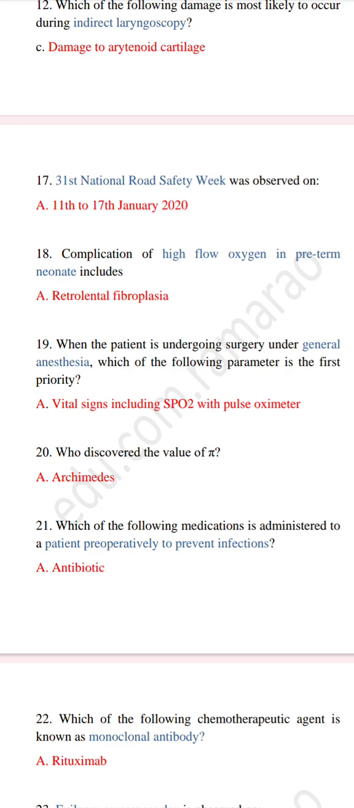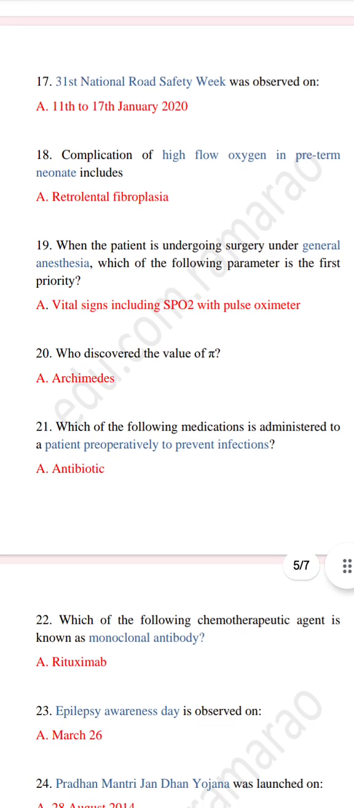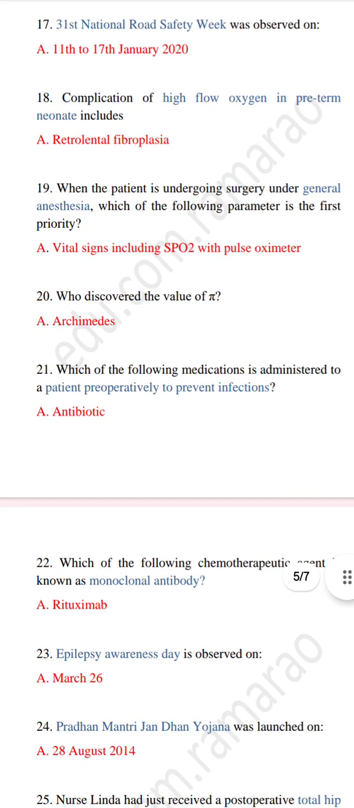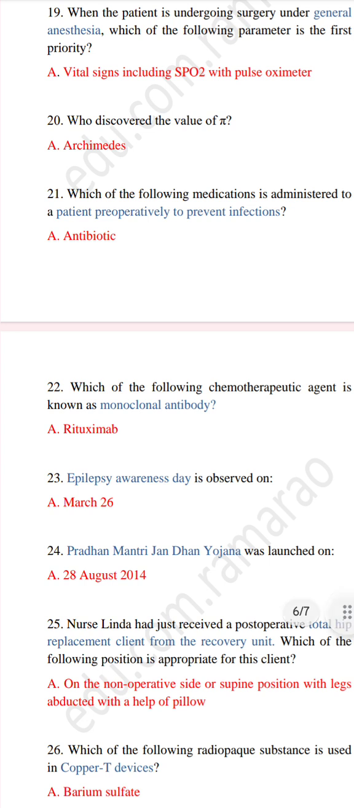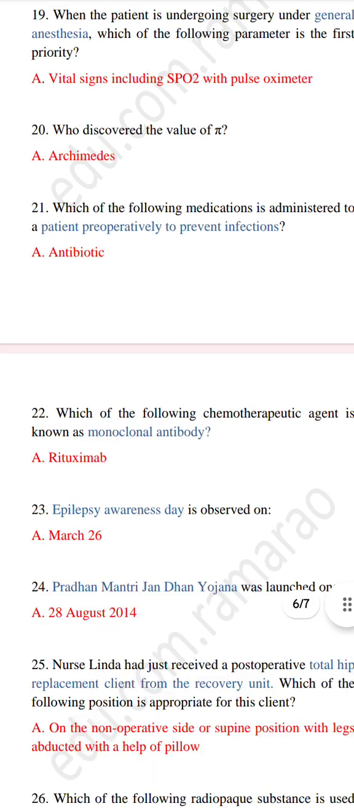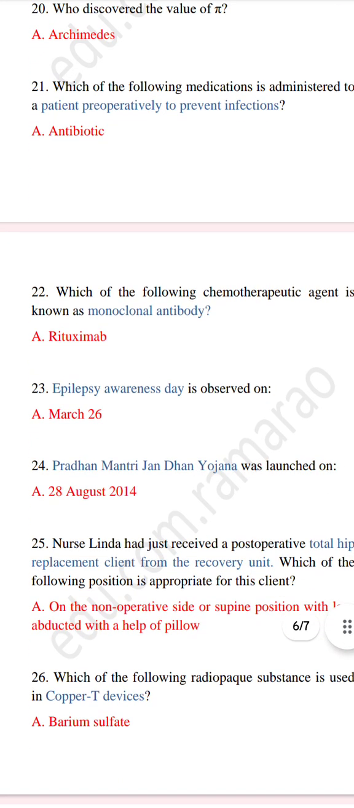Okay, then who discovered the value of pi? Archimedes. Then next, which of the following medication is administered to patient preoperatively to prevent the infection? Antibiotic. Then which of the following chemotherapy agent is known as monoclonal antibody? The answer is rituximab. Then next one, epilepsy awareness day is observed on March 26.